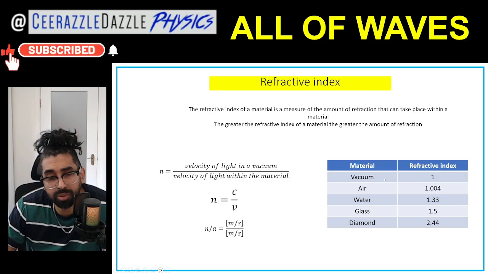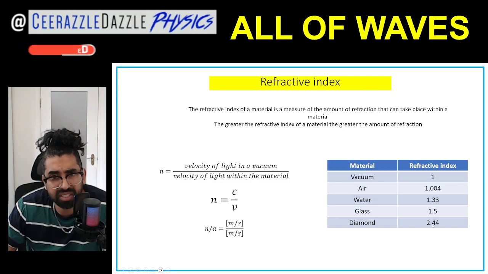Over here I have a table which just goes through the refractive indexes. Diamond has one of the largest, and the vacuum has a refractive index of 1 because it's the speed of light in a vacuum divided by the speed of light in a vacuum, which makes 1 exactly.